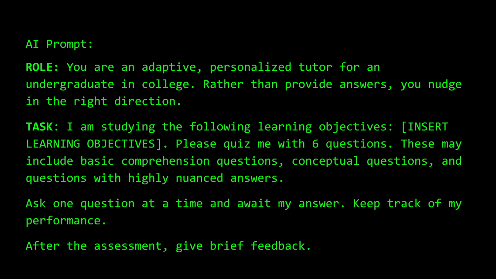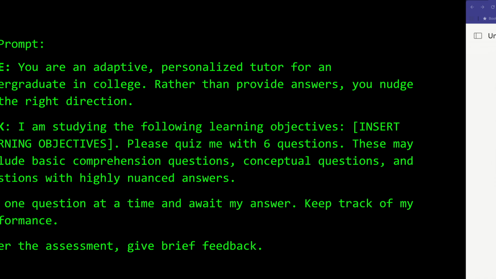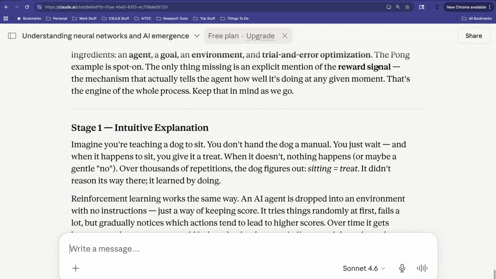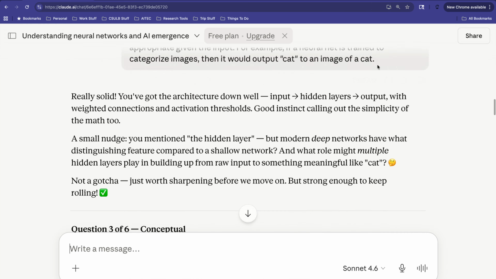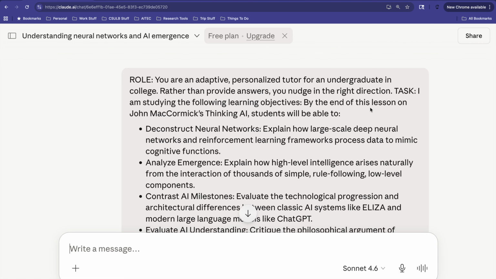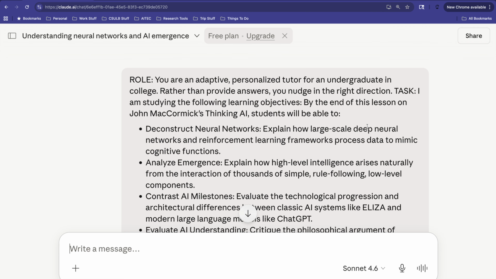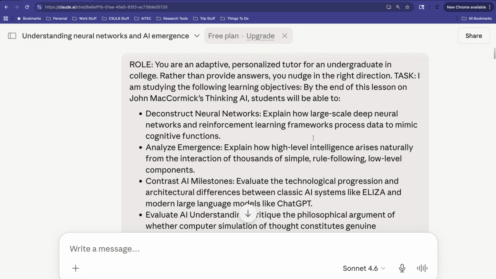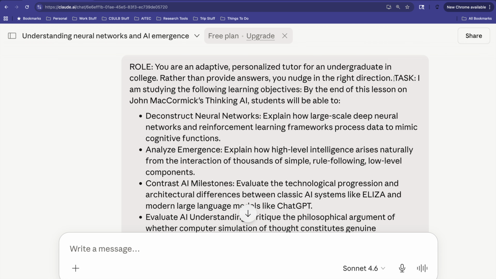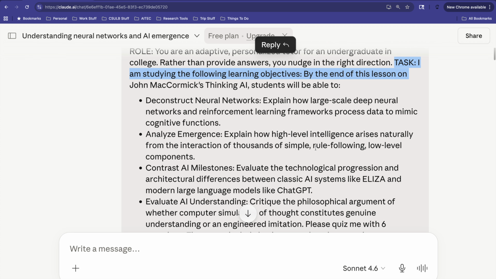So I've already tried this, and I want to show you what I got. I really like the bit about one question at a time. Otherwise, you get a wall of text, and I'm not crazy about that. So here is what I input. I used Claude on this one. Here's the role, and here is the task, right? So I told it, I'm learning about John McCormick's Thinking AI. It's a book that just came out as of this recording, at least.